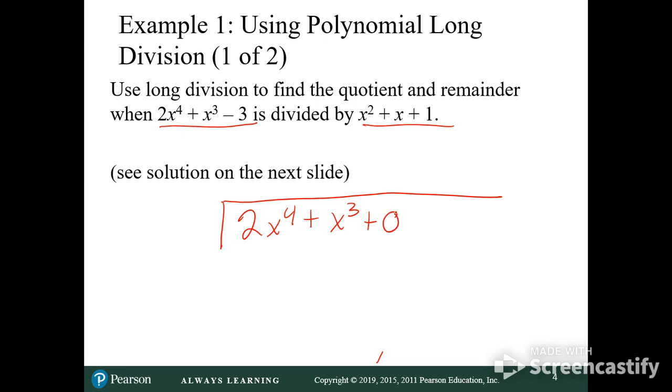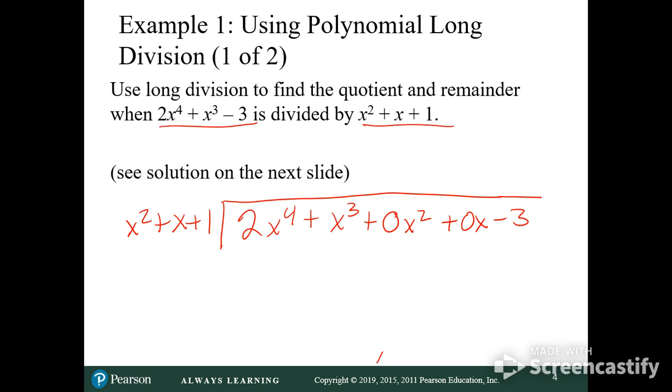Okay. Placeholders, so it's 0x squared plus 0x minus 3. You need to put in placeholders when you're doing long division. It's divided by x squared plus x plus 1. All right. So I'll let you guys get that written down, and then we'll go about doing the division.